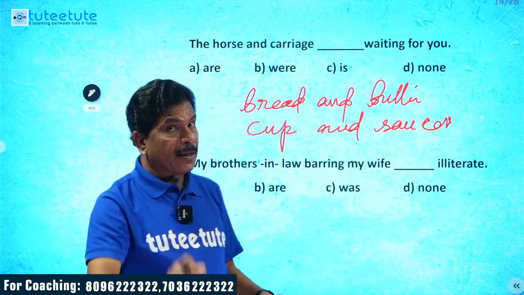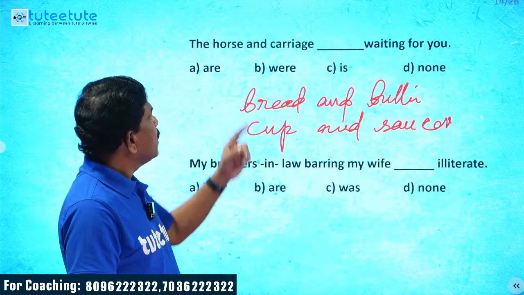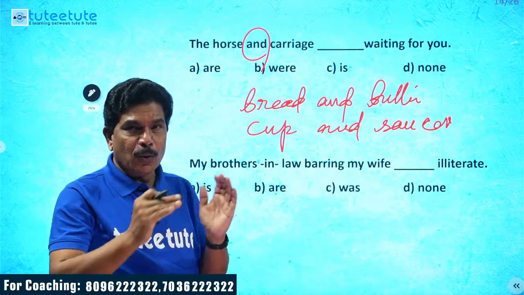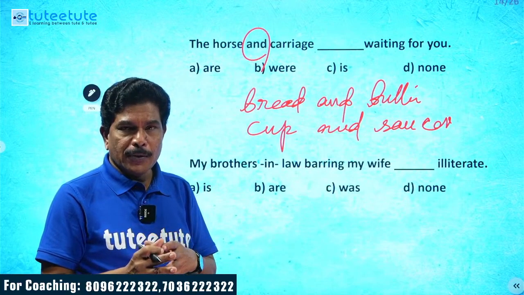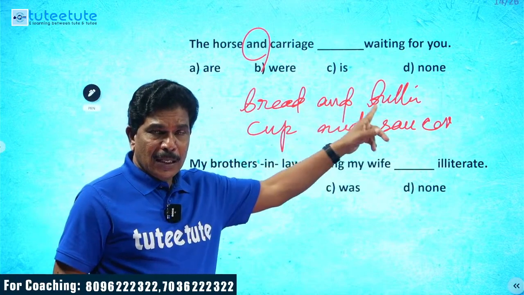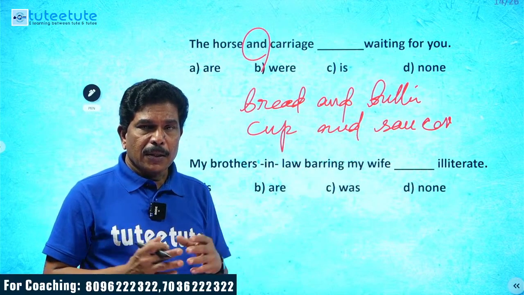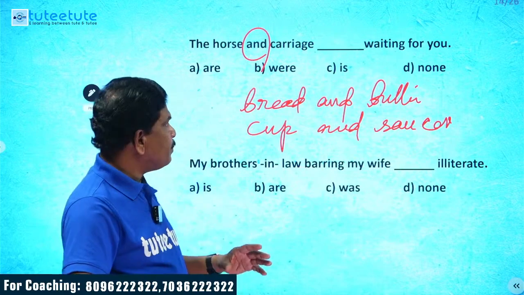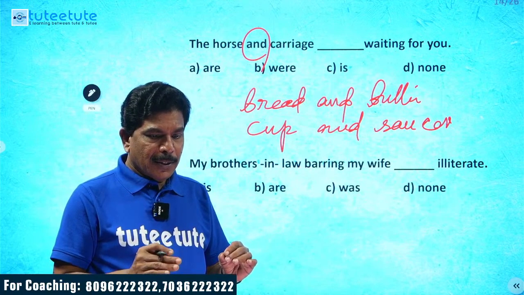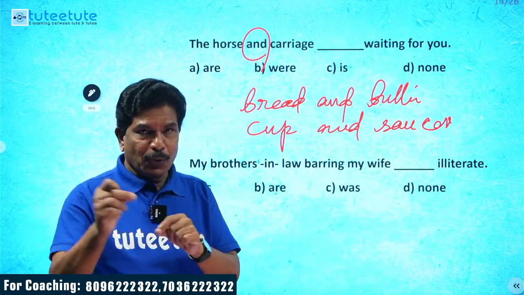Never say horse and carriage are. You are likely to answer wrongly because and is always used to mention plurality, and X and Y together make a plural sense. But in these particular expressions, bread and butter or cup and saucer are considered as a single unit, therefore singular. So the horse and carriage is waiting for you. Bread and butter is good for breakfast.